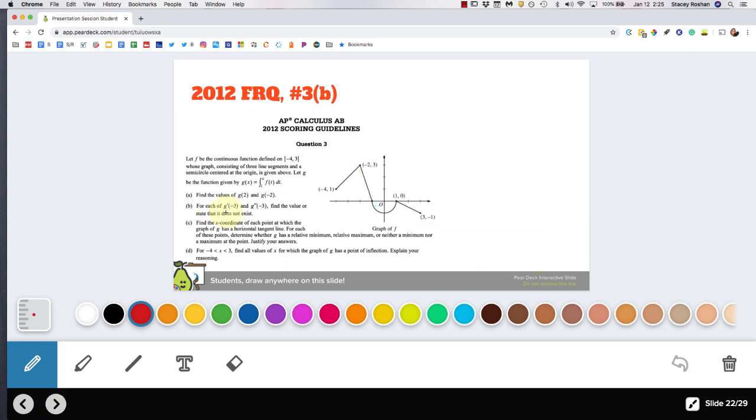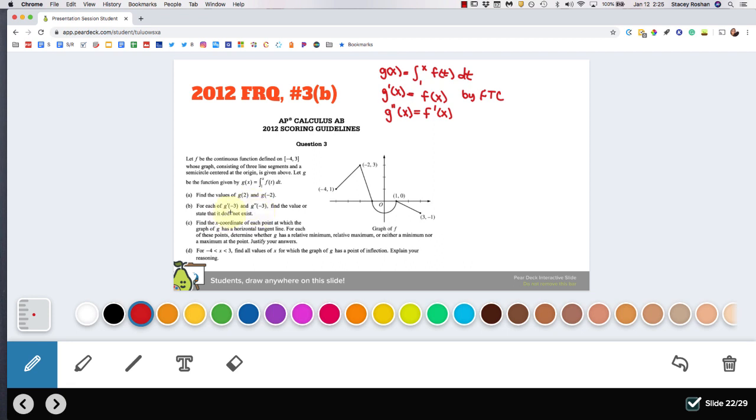Now in part B, they're asking us to find g prime. So if g of x is the integral from 1 to x of f of t dt, then what is g prime? By the fundamental theorem of calculus, it is just the function itself. So I think that part B is going to be pretty easy to find g prime of -3. What is g prime prime? The derivative of f of x is just going to be f prime of x. So they're asking us something about the slope at this point.